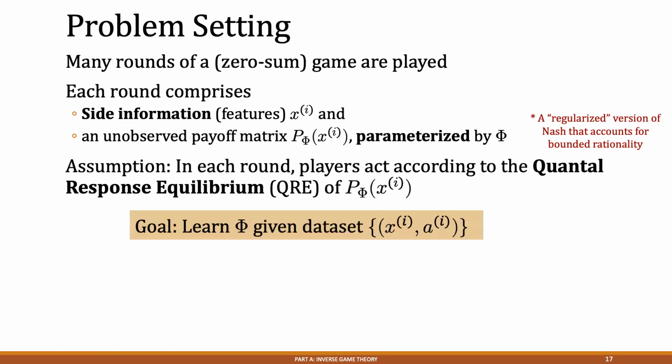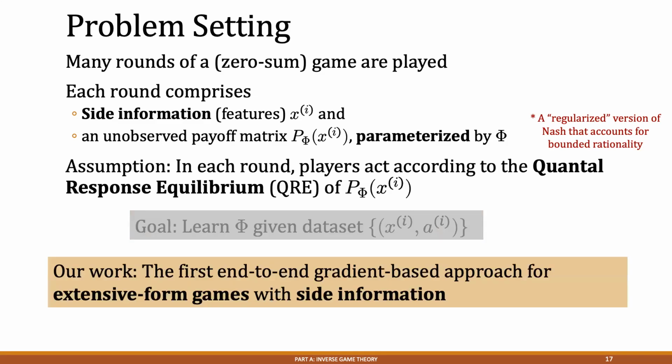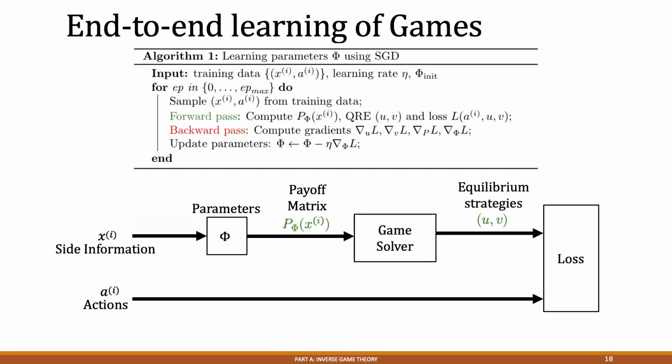Okay, so our goal now is to try to use this data set of side information, you know, the weather that day, and the actions that were observed in that day, and try to infer what these unknown parameters phi actually are. So this is like a supervised learning problem, roughly speaking. So our method will give what we call the first end-to-end gradient-based approach, which allows for side information. And this is a mouthful. Don't worry about the details. I'll get to that in a moment.